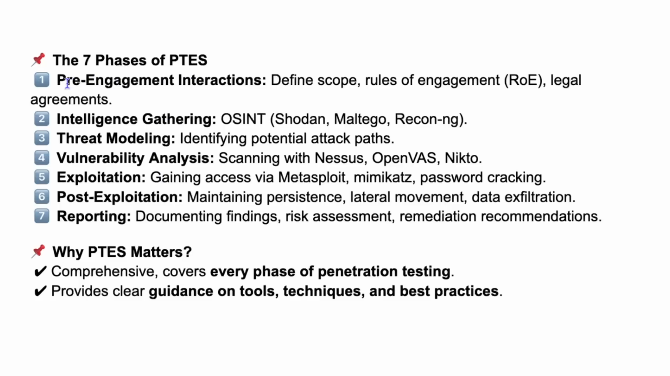So we have the first being the pre-engagement interaction, so defining the scope, the rules of the engagement, legal agreements, which is very familiar and very similar to a lot of the things that we talked about already. Intelligence gathering, which is also known as reconnaissance. So open source intelligence using a tool like Shodan or Maltego or ReconNG, and we're going to be using those tools.